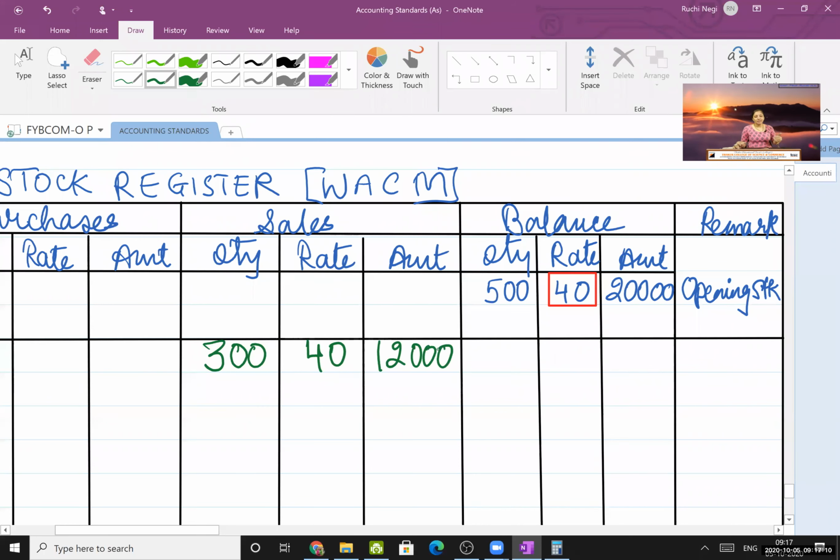So when we sell, what happens? The quantity reduces. So I will subtract that. 500 minus 300 is how much? 200. So right here 200. Quantity minus, amount minus in weighted average. I'll subtract the amount. 20,000 minus 12,000 is how much? 8,000.